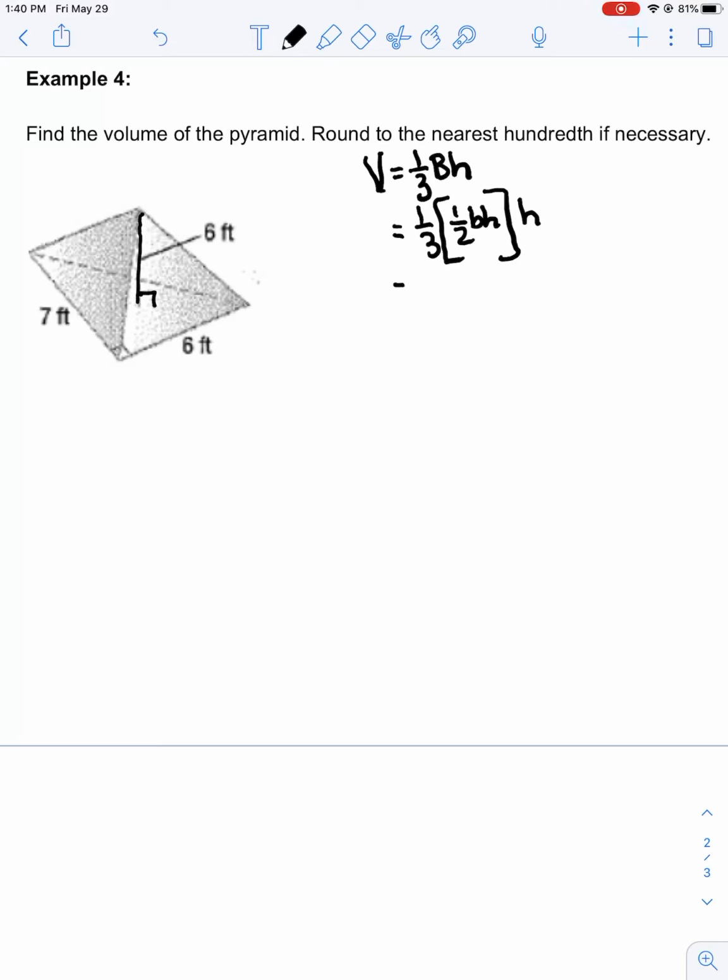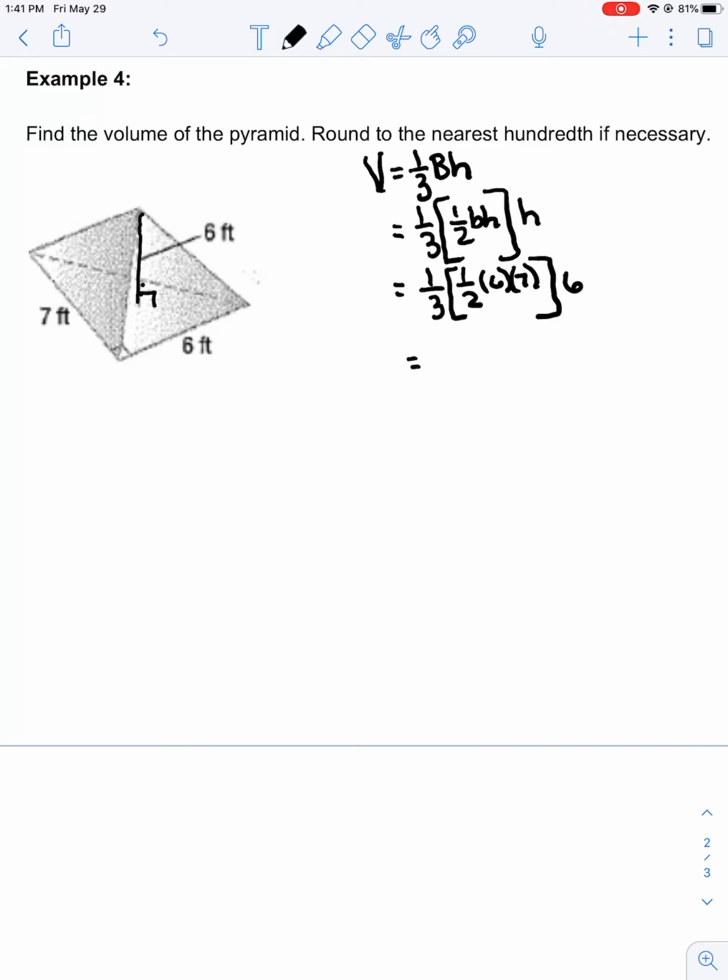So now, as we replace it, we have 1/3 times 1/2. Base is 6. Height is 7 of the triangle. And can you interchange them? Yes. If you took 7 for the base and 6 for the height of the triangle, is that okay? Absolutely. But what you can't do is the height of the pyramid is 6. That's absolute. That does not change.